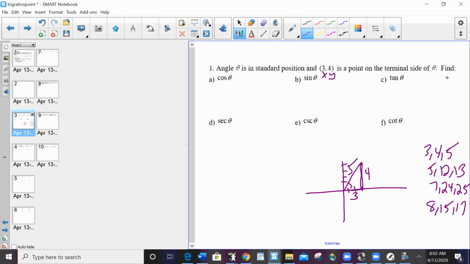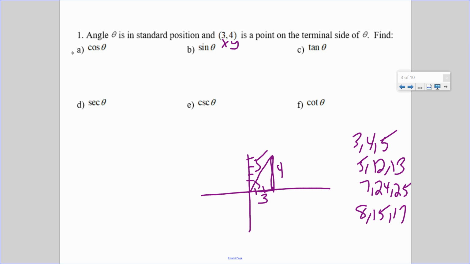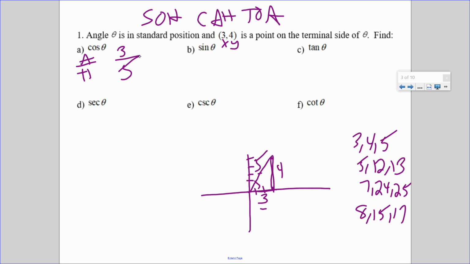So now we're going to use SOHCAHTOA. Cosine is A over H. A over H is 3 over 5. Sine is O over H. O over H is 4 over 5. Tangent is O over A. O over A is 4 over 3.